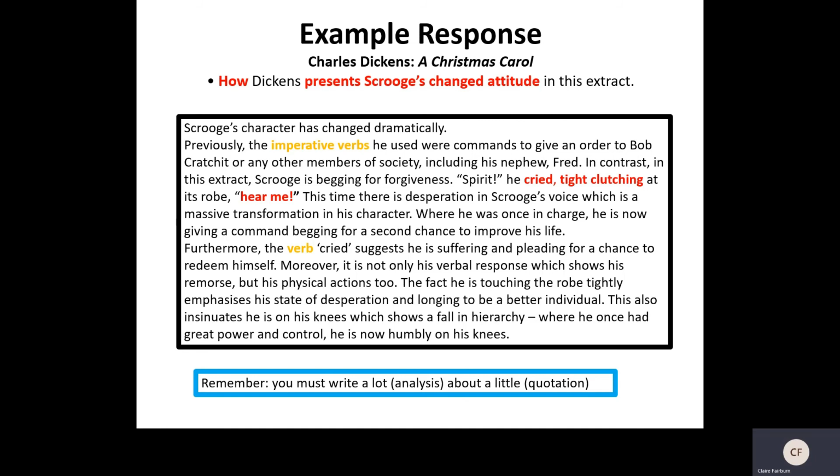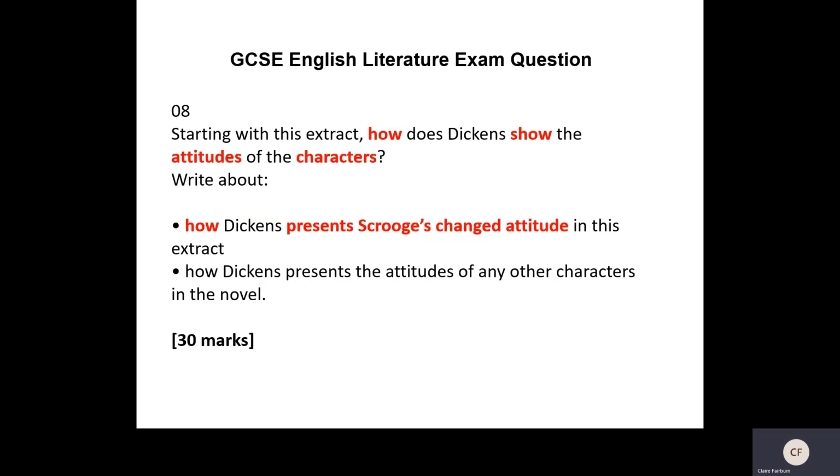Now, assessment objective 4 focuses on your spelling, punctuation and grammar, and this is out of 4 marks. Because it has also used discourse markers such as previously, furthermore, moreover, you would get an extremely high mark. So this would actually get 4 out of 4 for the use of spelling, punctuation and grammar and the structure of it. Okay, so moving on now, what I would like you to do is go back to the question yourself. Starting with this extract, how does Dickens show the attitudes of the characters? And how does Dickens present Scrooge's attitude?